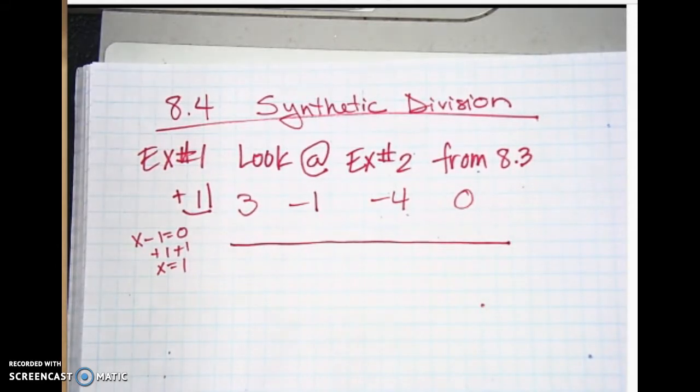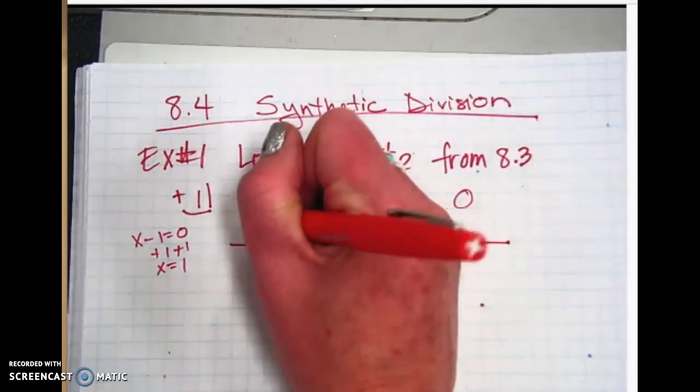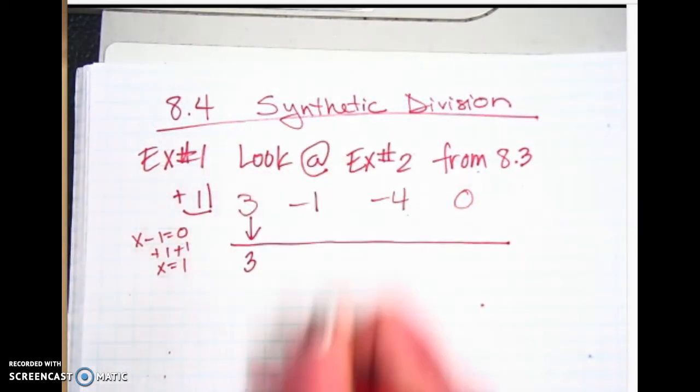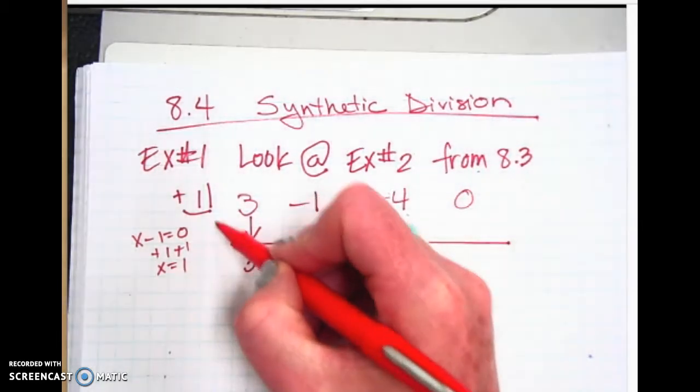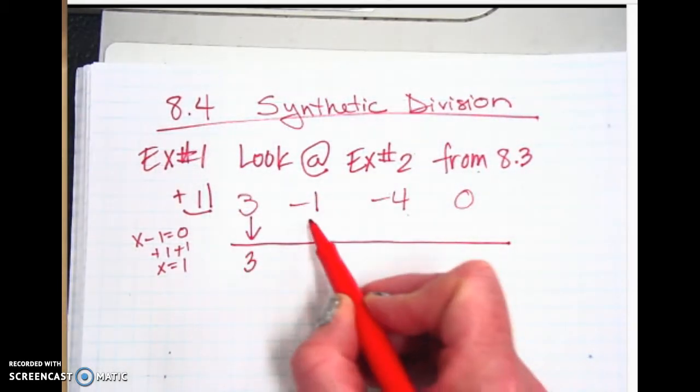You're going to start by bringing down the first number, which is 3. You only bring down the very first time. After that, it's 2 steps that repeat over and over again. Multiply, combine, multiply, combine, multiply, combine, multiply, combine. So you're going to take the 1 and you're going to multiply it by the 3, you get 3.